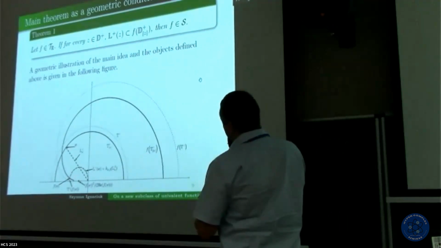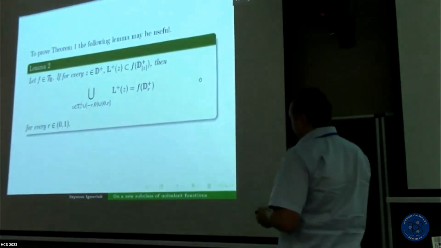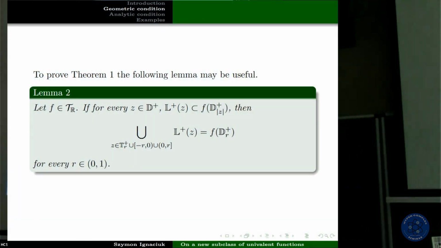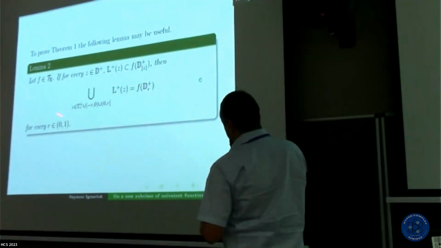And if the answer is positive, then f is univalent. I only mentioned that to prove our theorem we used this lemma: if for every z from D plus, L plus of z belongs to f of D plus modulus z, so we have the same assumption, then we have that f of D plus is a sum of these arcs for every radius from 0.